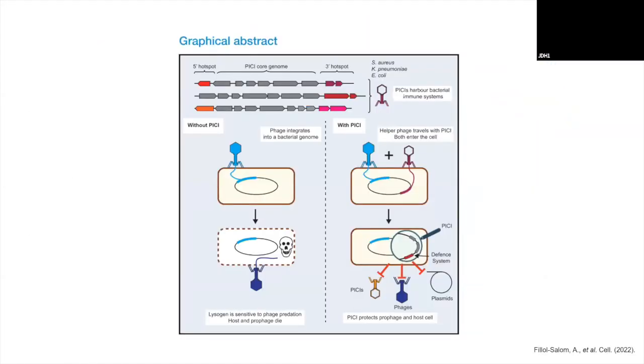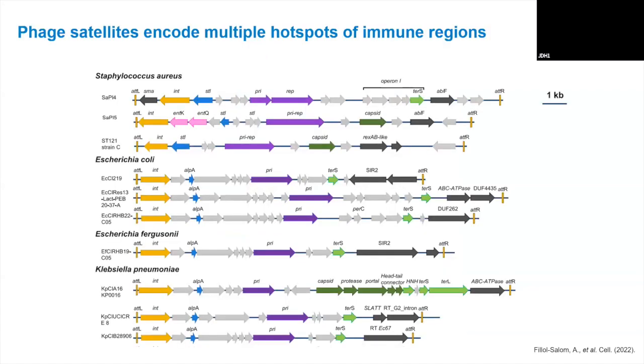Recently, in our lab, we identified a lot of PICI-encoded antiphage systems. They can protect their helper phage and their host from other MGEs, including phages, of course. And in this study, we identified 2 immune hotspots. One is at the beginning of the PICI, and another one is at the end of the PICI. So we are still curious whether we can find any other antiphage system in the rest of the region.